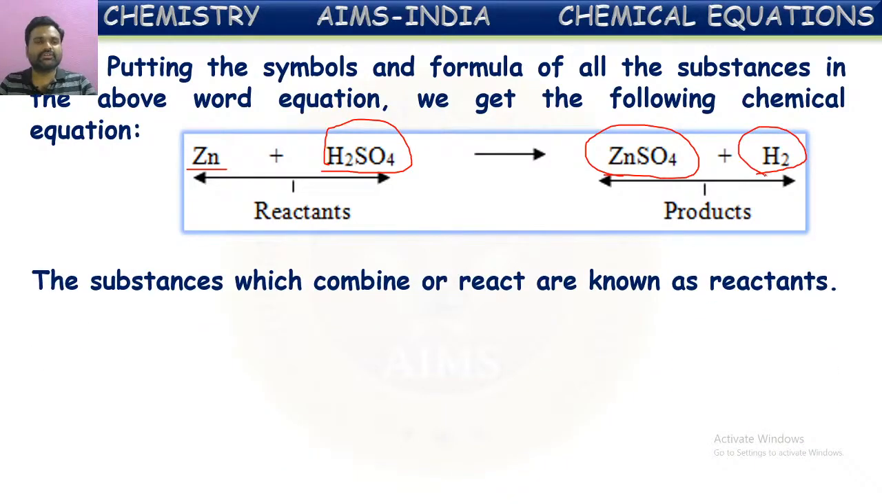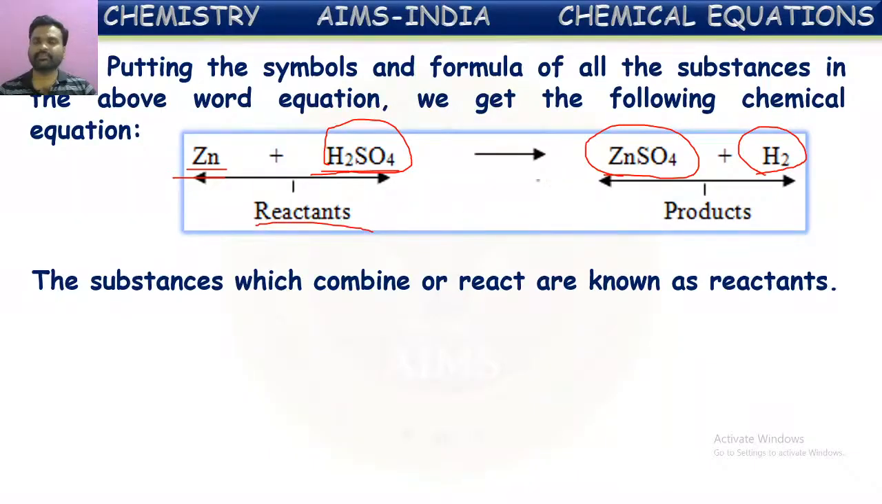In this equation, the substances which combine or react are known as reactants. So in this reaction, what are the substances reacting? Zinc and dilute sulfuric acid. These two are reacting. So these two substances which are reacting in the chemical reaction are known as reactants.